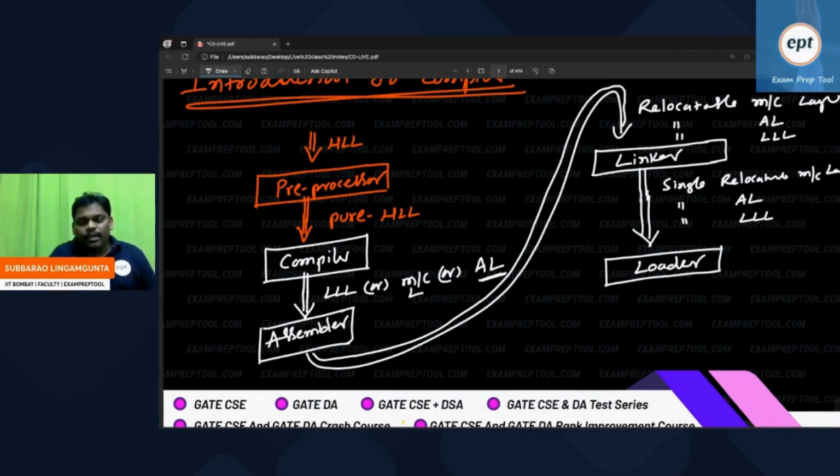So preprocessor will take high-level language as input. Output is going to be pure high-level language. Compiler will take pure high-level language as input. Output is going to be low-level language, machine language, and assembly language. Then assembler will produce relocatable machine language or relocatable assembly language or relocatable low-level language. That will be given to the linker. Linker will create single relocatable machine language, single assembly language, or single low-level language. That will be given to loader.